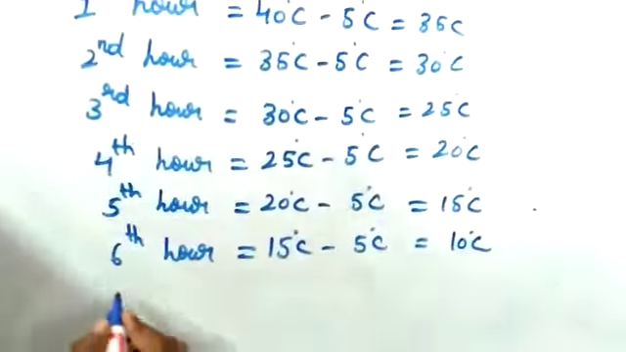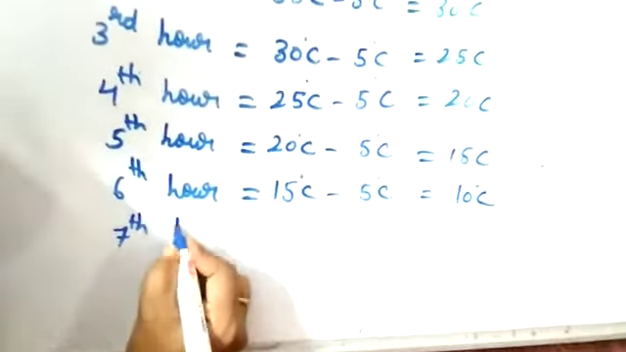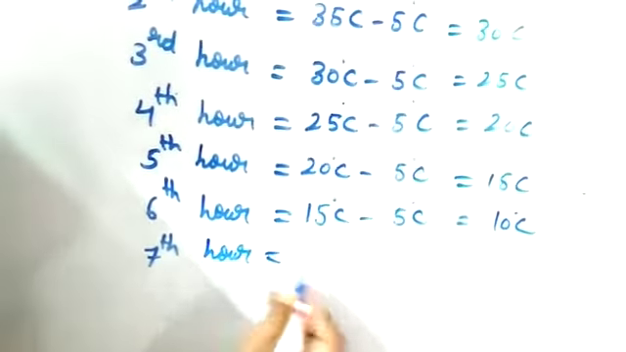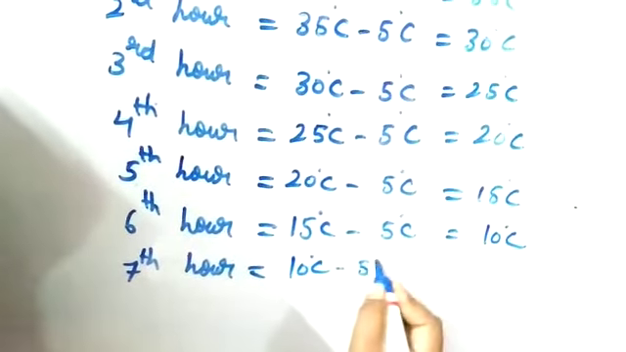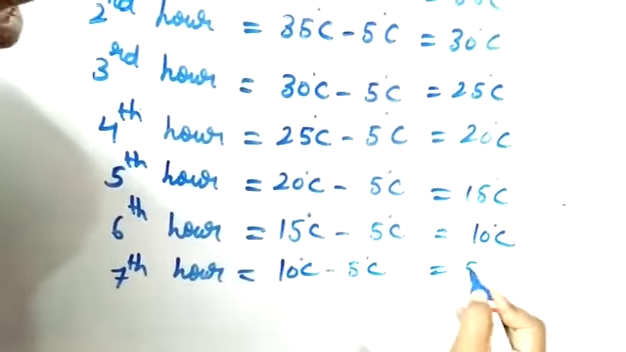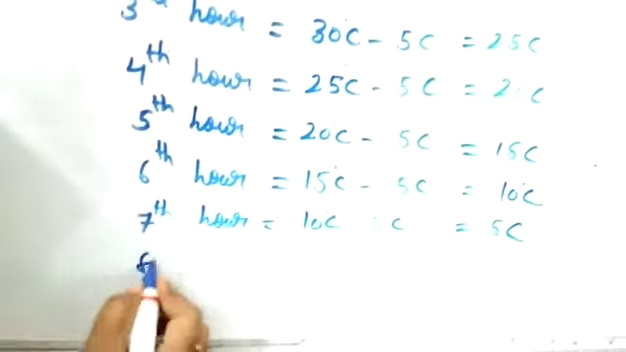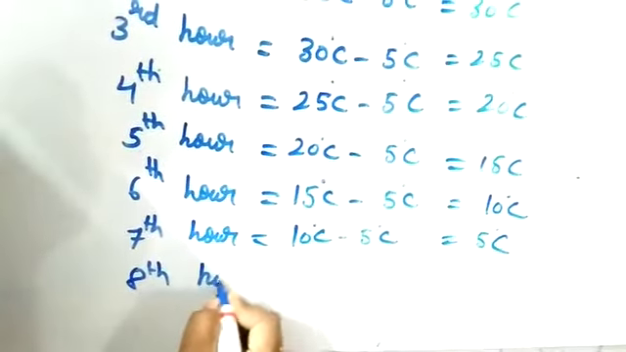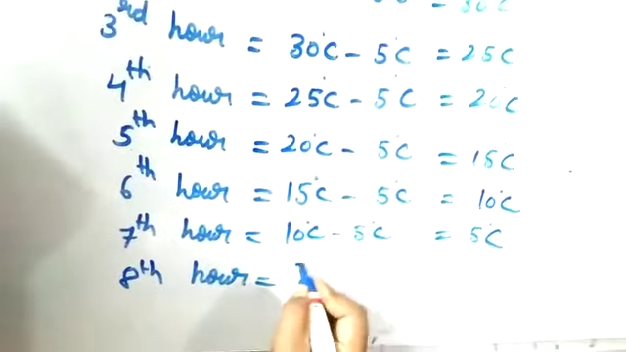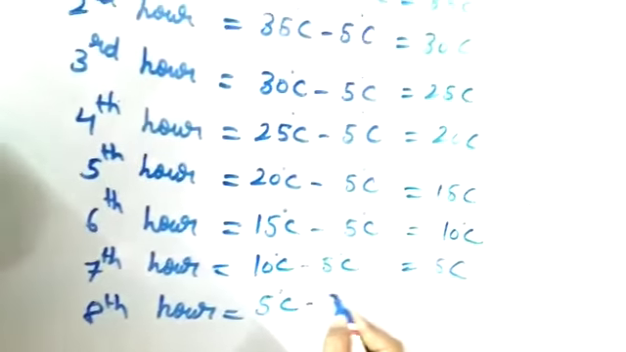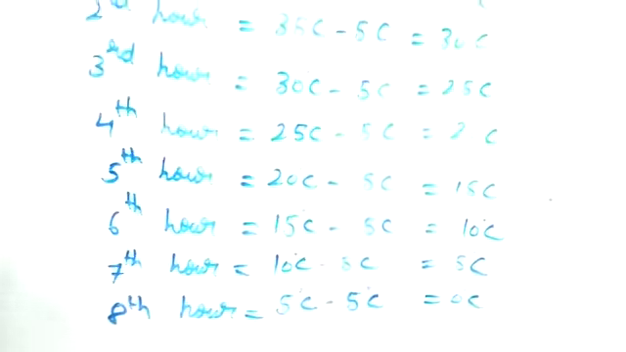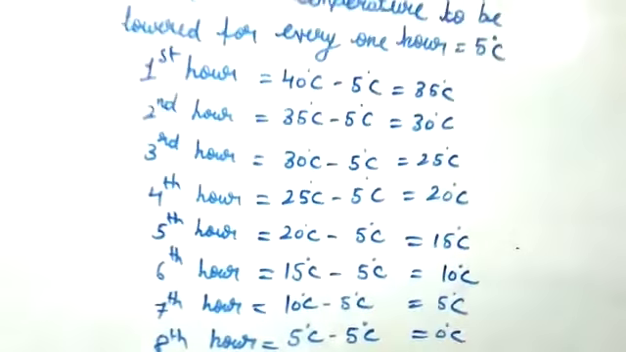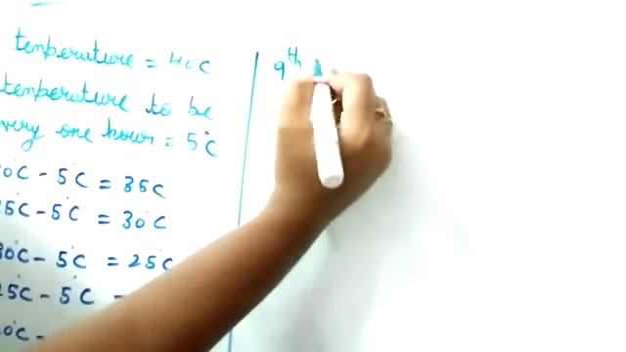Now next is your seventh hour. Seventh hour is 10 degrees Celsius minus 5 degrees Celsius. It will become 5 degrees Celsius. Now next is your eighth hour. 5 degrees Celsius minus 5 degrees Celsius. For the 8th hour your temperature is 0 degrees Celsius. Now the 9th hour.